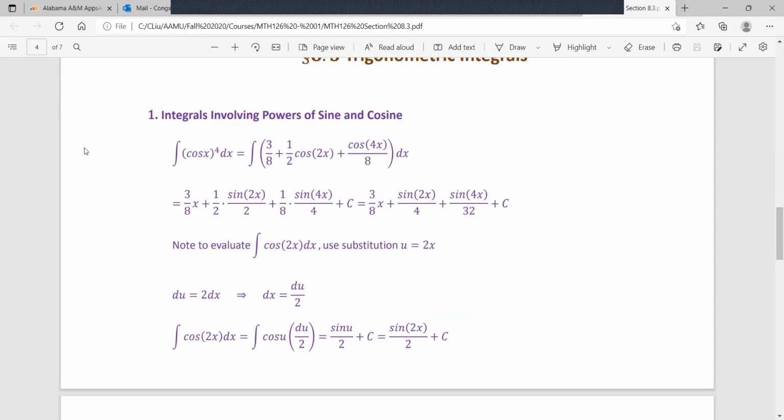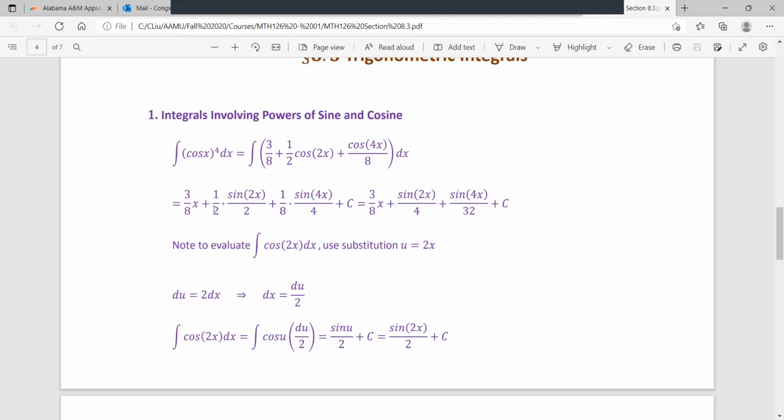So I rewrite cosine x to the fourth as 3x plus 1/2 cosine 2x plus cosine 4x over 8, as we got in the last step. Then you integrate term by term. So we get 3x plus 1/2 times the integral of cosine 2x, which is sine 2x over 2. I will explain how to do that. And the last term is 1/8 times the integral of cosine 4x, which is sine 4x over 4, plus C.